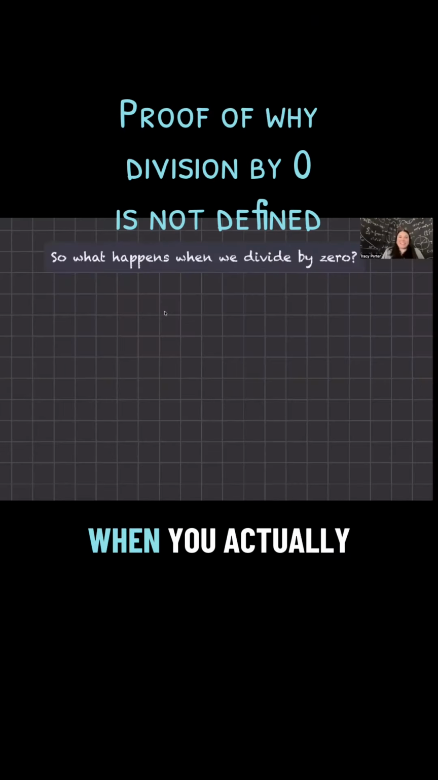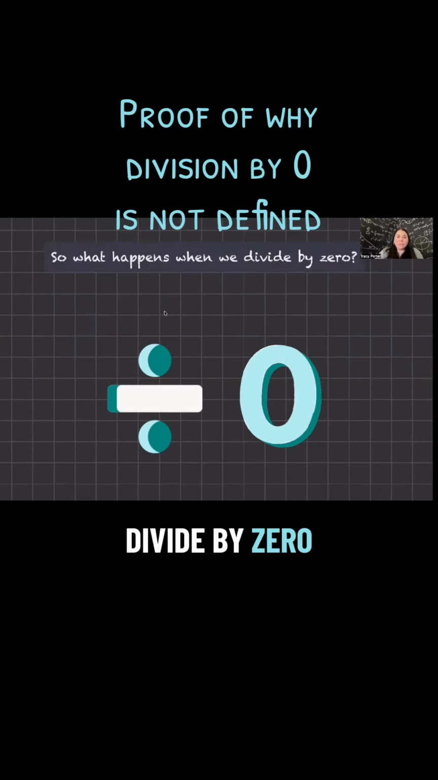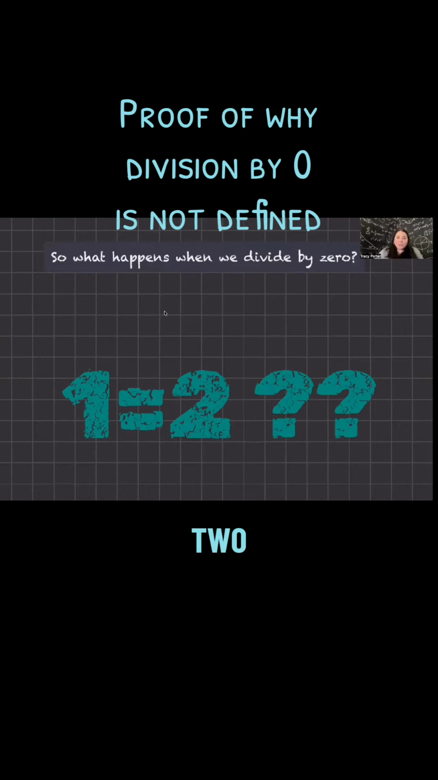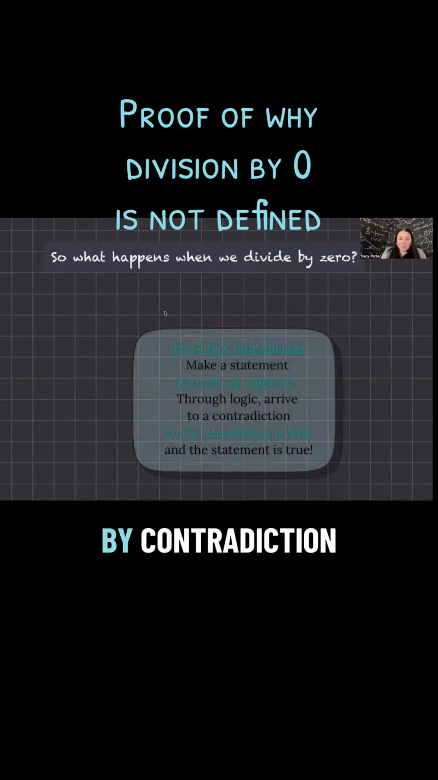So what happens when you actually divide by zero? There is a trick that goes around on the internet that is a proof that is trying to show that 1 equals 2. And it's kind of fun, but that actual proof can be used to show why we cannot divide by zero. And so we're going to do it by contradiction.